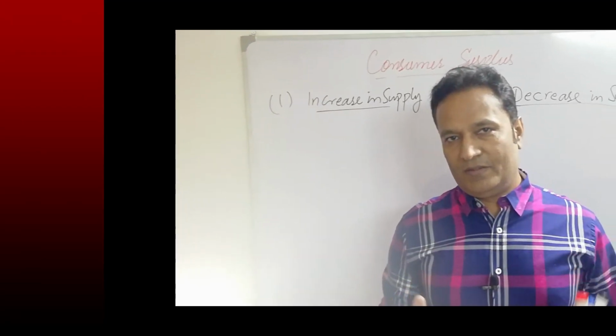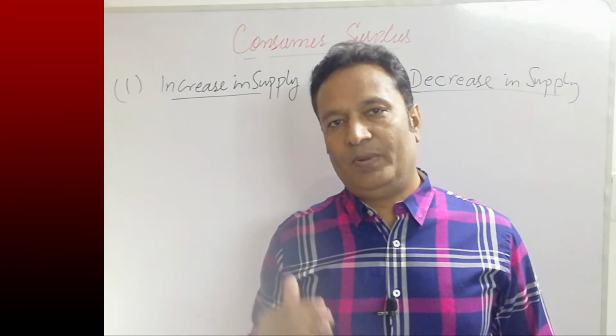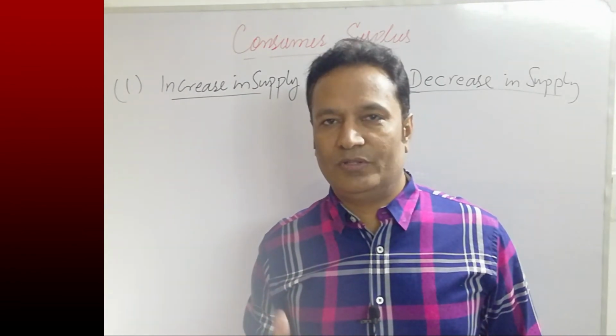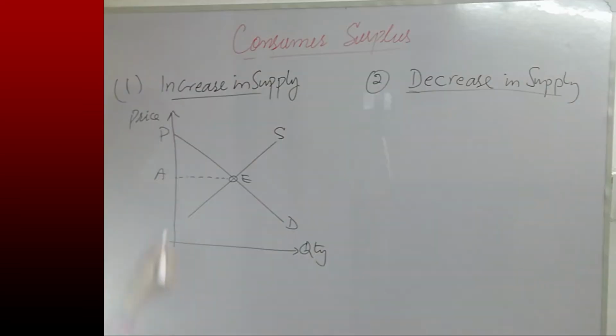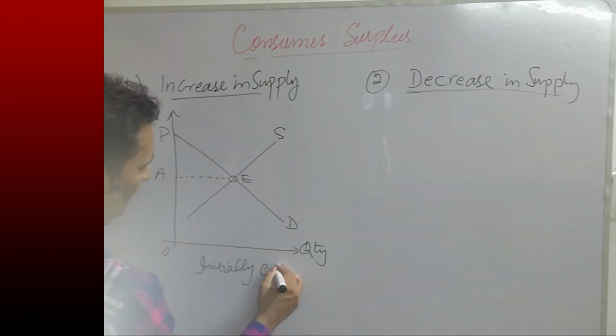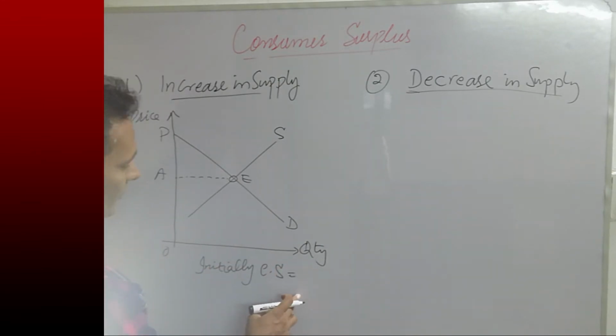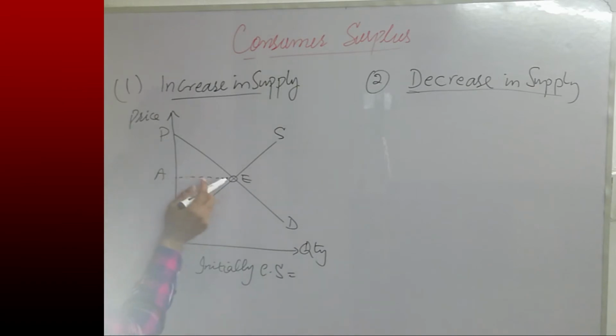Okay, now let's have a look. If there is rise in supply in the market then what will happen to the consumer surplus, and if there is fall in supply then what will be the impact. So this is the area of consumer surplus. Initially consumer surplus, CS stands for consumer surplus, is PEA.